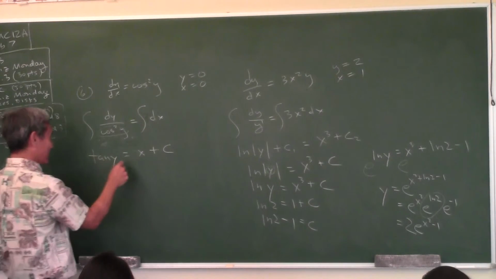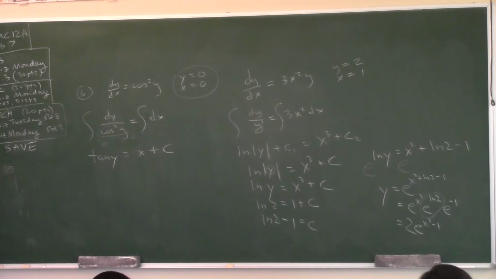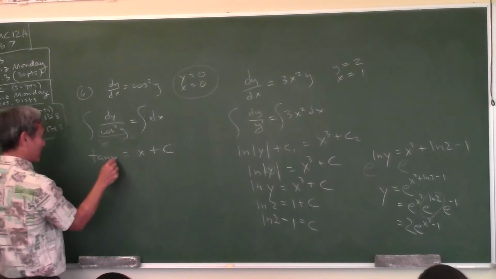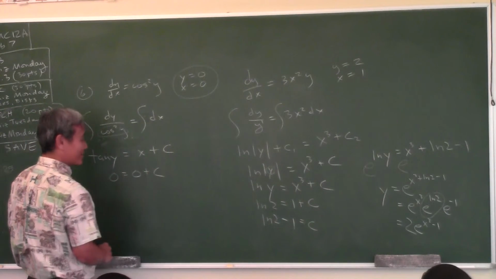Now, once you get to this step, plug in these numbers to figure out the value of c, and then your book made it easy. What happens when you plug in 0 here? Tangent of 0 is 0. 0 plus c, we just figured out c is 0.